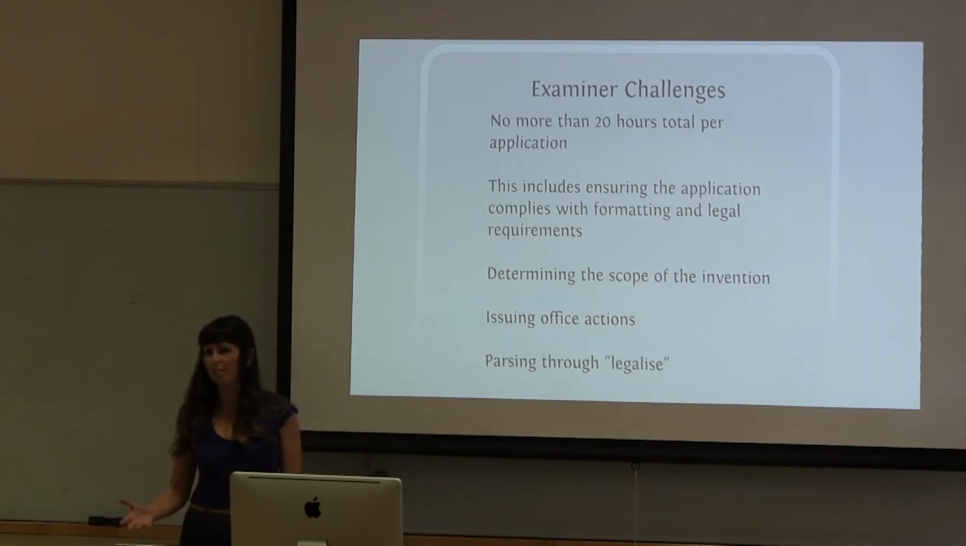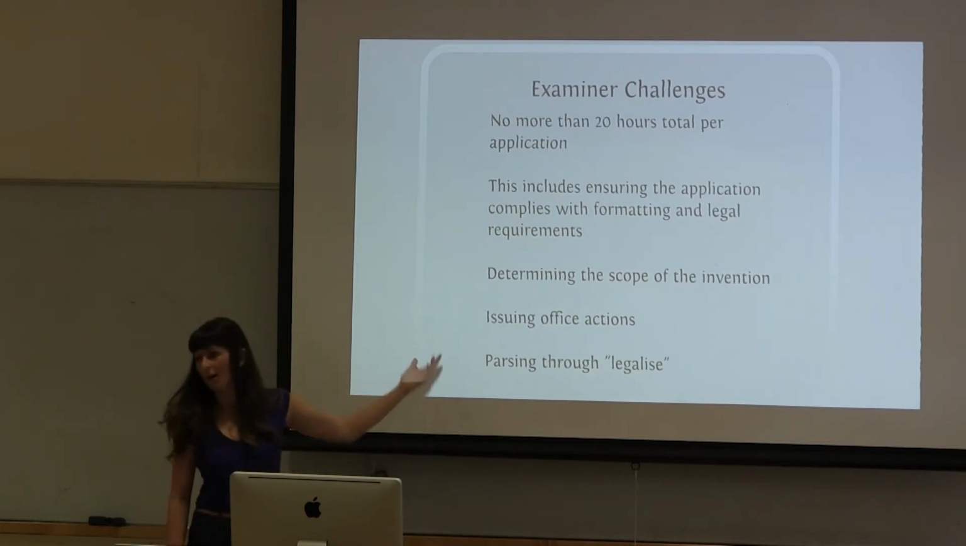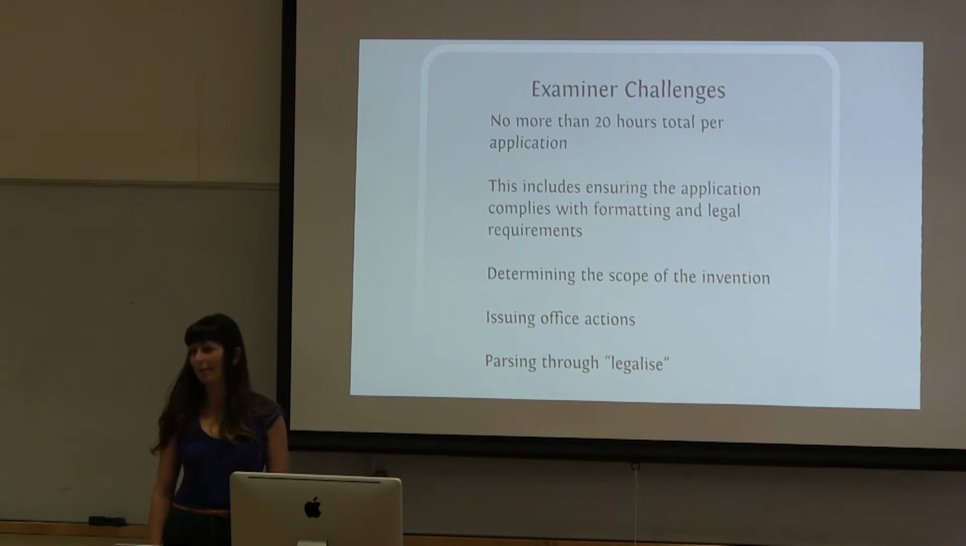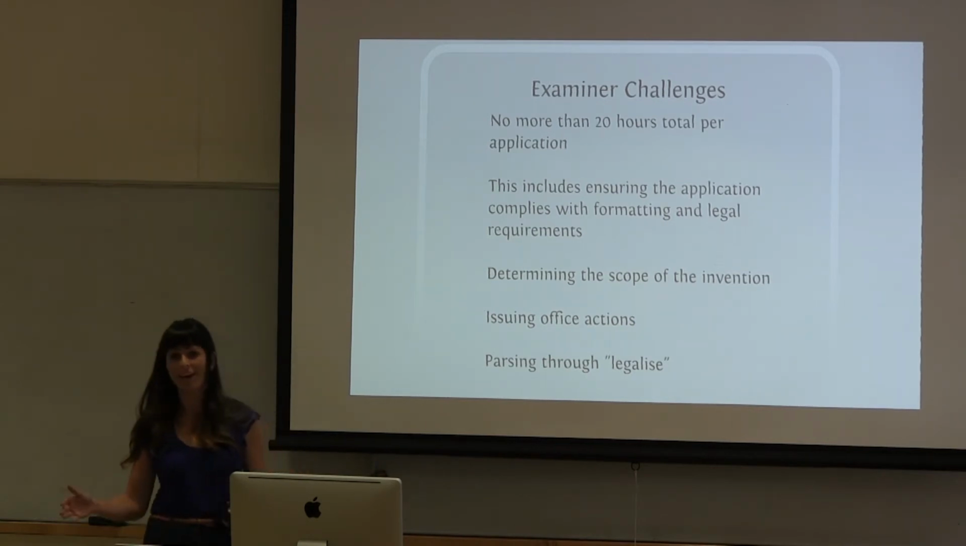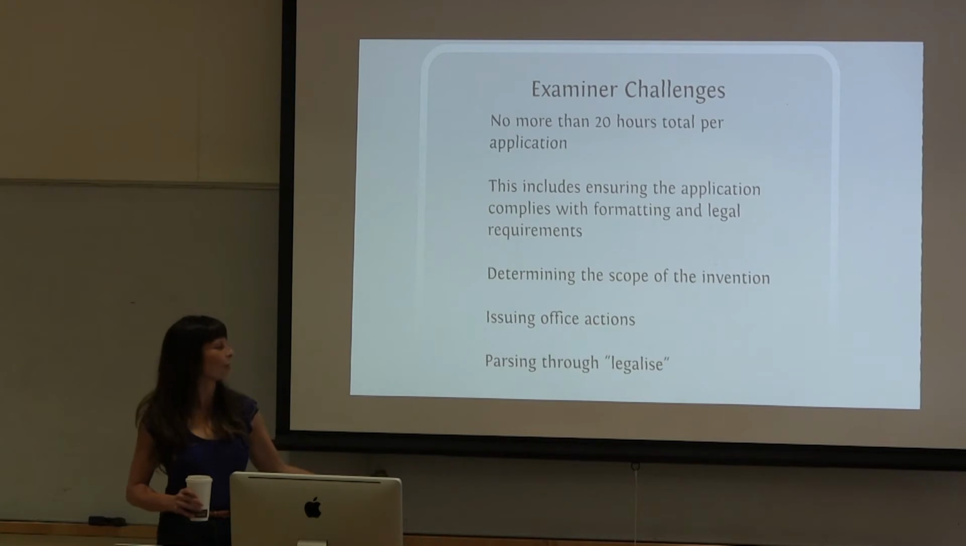Determining the scope of the invention. That basically means that you can't say that you invented the world. You have to have a finite, small scope of what your invention is. Issuing office actions. On the low end, you get like 2 office actions. On the high end, you can get 8. And we'll see one application that got 9. So this is also a process.